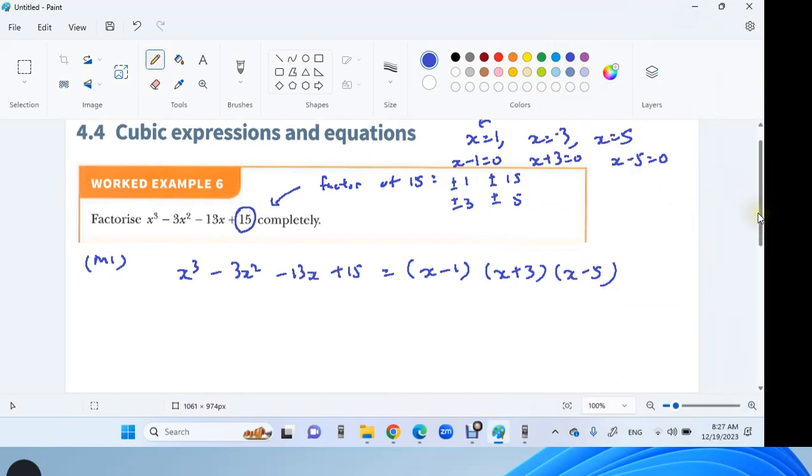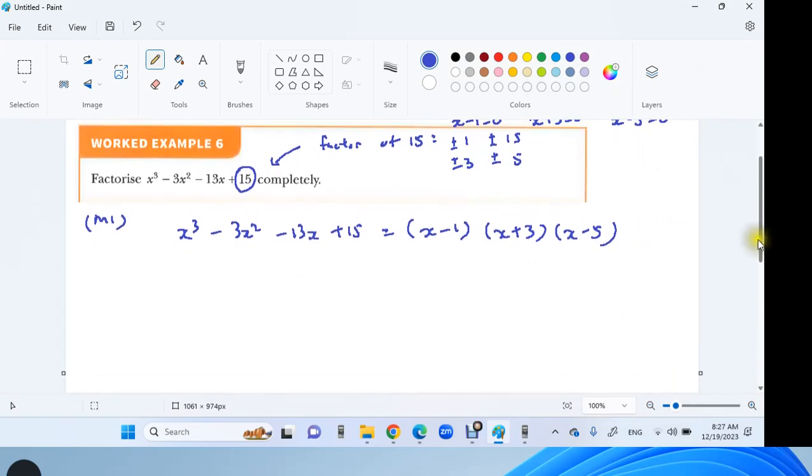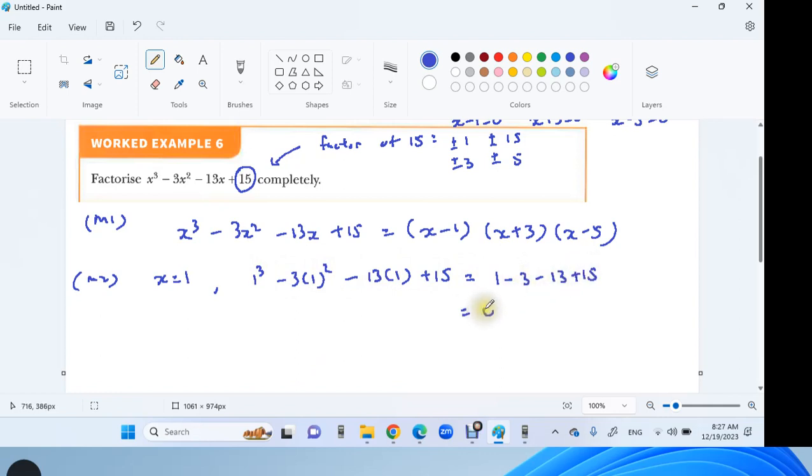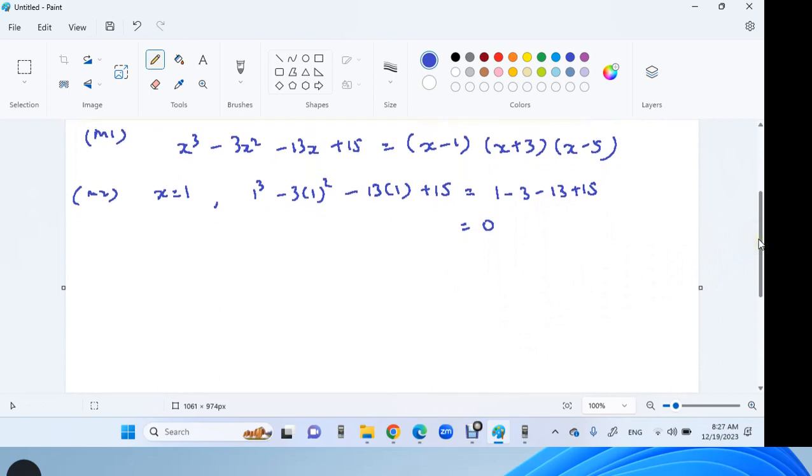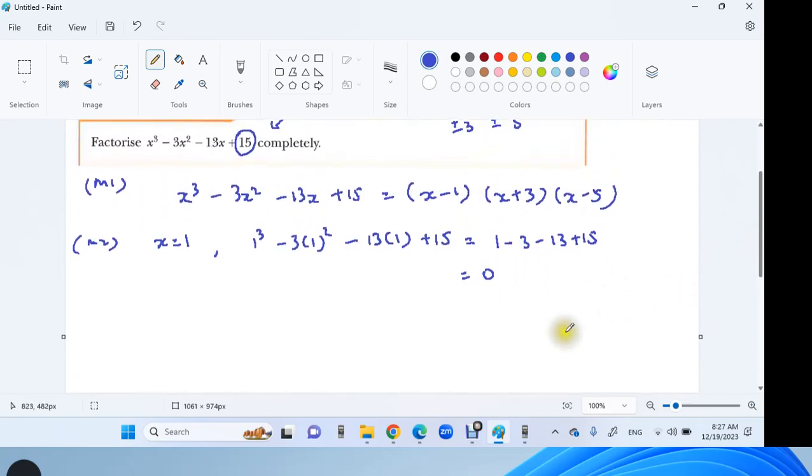So what you have to do here is do it this way. We try x equal to 1. Then we have 1 cubed minus 3 times 1 squared minus 13 times 1 plus 15. Then we have 1 minus 3 minus 13 plus 15, which gives 0. So 1 is the root. Then we do the long division.